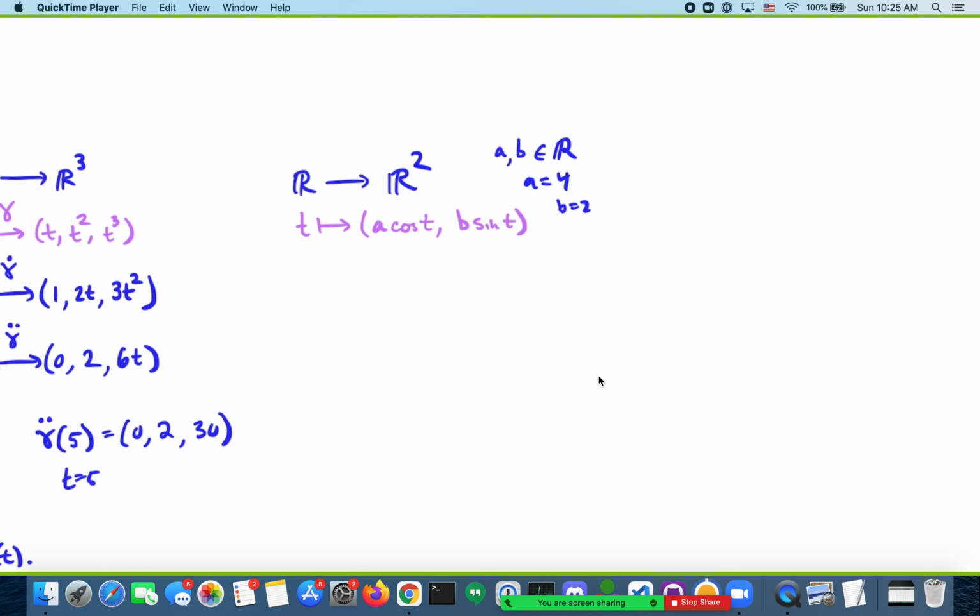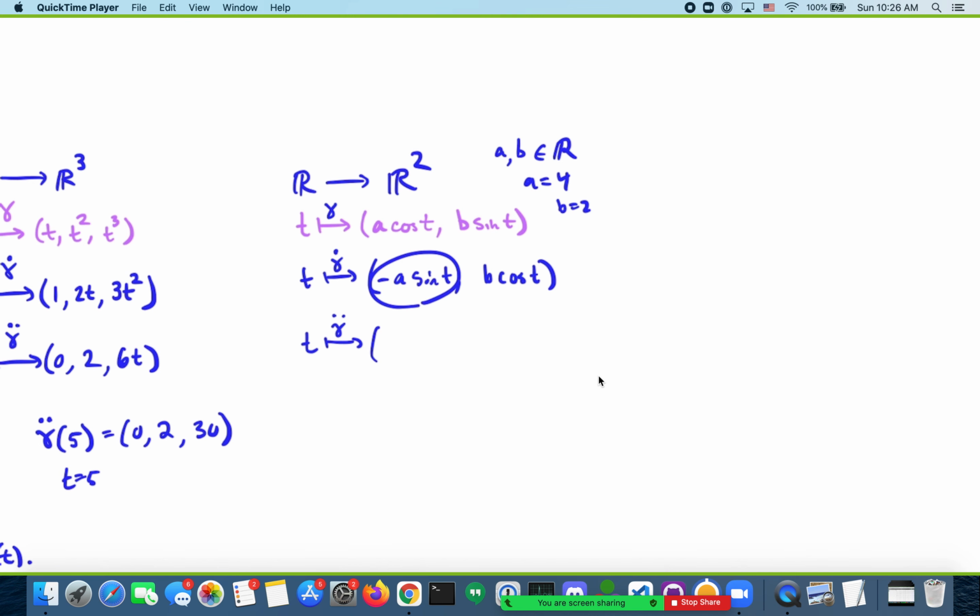So let's just see, what's gamma prime? In this case, it'd be minus a sine t, b cos t. Gamma double prime. Sometimes I put the name of the map above it. This is gamma, gamma prime, gamma double prime.